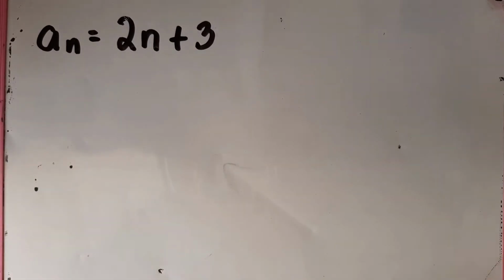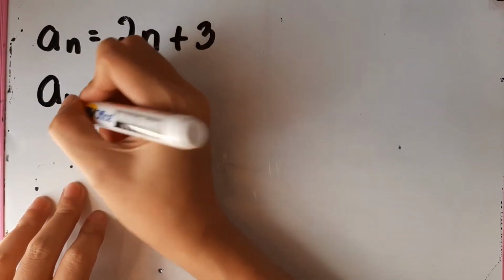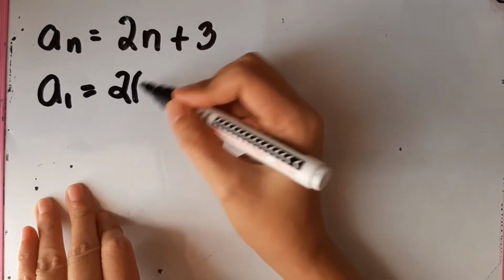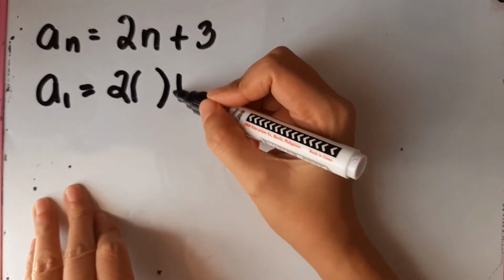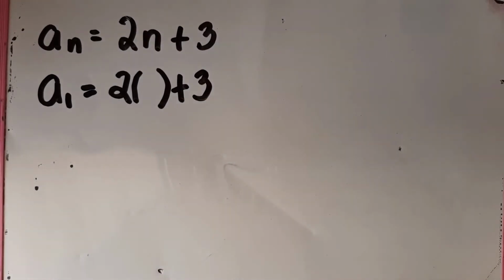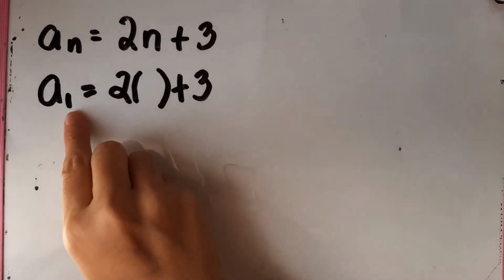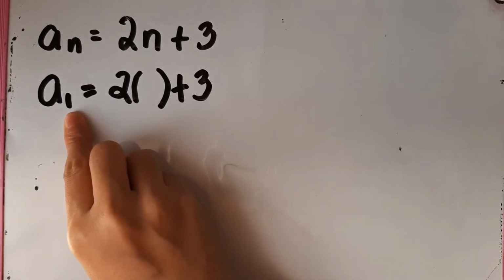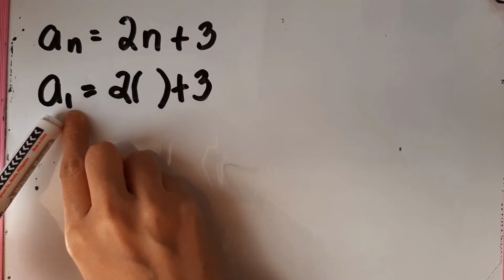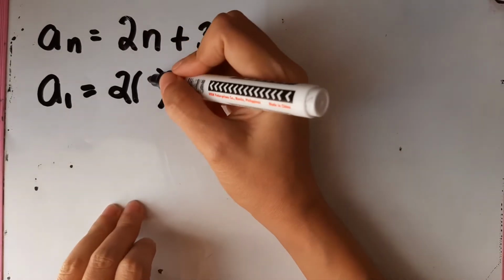Okay, so give the first three terms of the sequence a sub n equals 2n plus 3. So, to solve for the first term, lagyan mo ng parenthesis sa bandang dito kung saan nandun supposed to be yung n. Tapos, kung ano yung maliit na number dito, yung subscript niya, 1, yun din ang ipapalit mo dito.